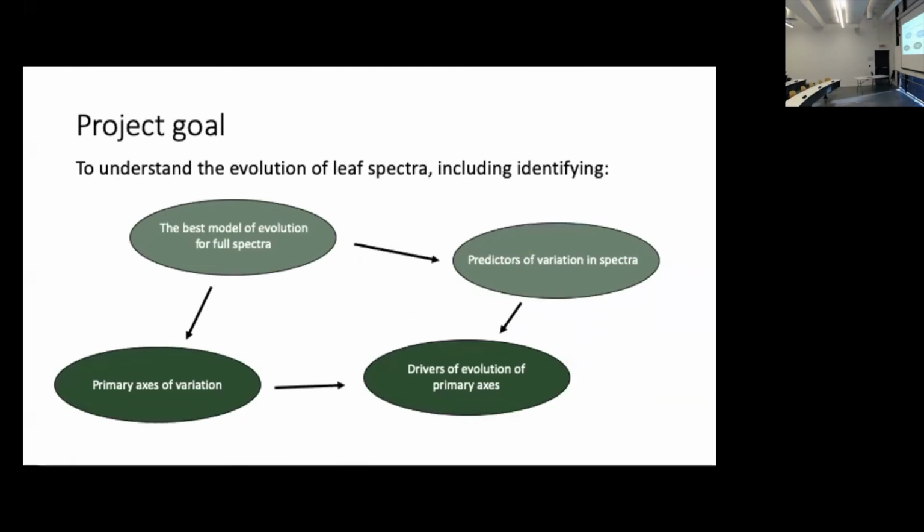Okay, so that was the first stage of the project. Once we have the models for the evolution and have looked at some predictors of the variation, we want to look at identifying the primary axes of variation, and then looking at drivers of evolution of those individual axes.